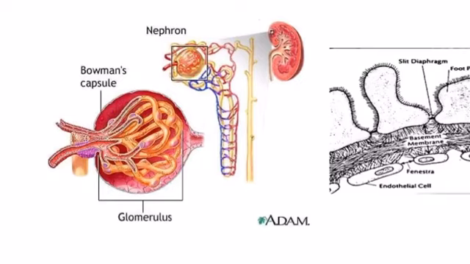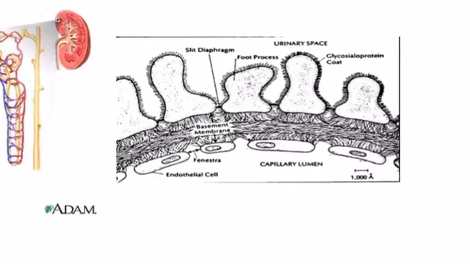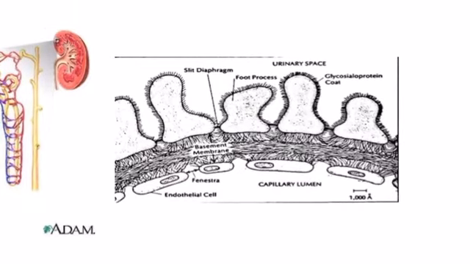This is the filtration membrane structure. In the lower part there is a capillary endothelial cell. Above this there is a basement membrane, and above this, with the foot processes, there are podocytes. So the filtration membrane consists of three structures: the endothelial cell, the basement membrane, and the foot processes, and lastly the urinary space.